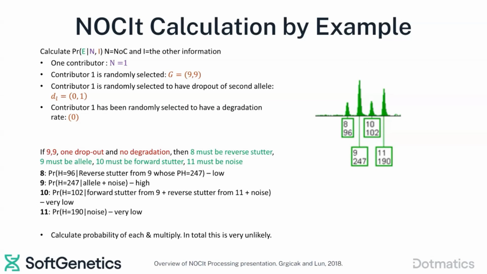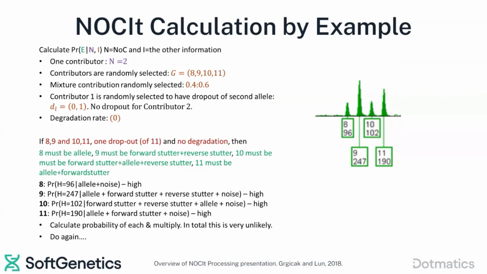Here is another single contributor example. But this time the genotype is a 9 with a dropout of the second allele and no degradation. And so once again, you apply the model, calculate the probabilities for each and multiply. And once again, overall, this one is very unlikely as well.